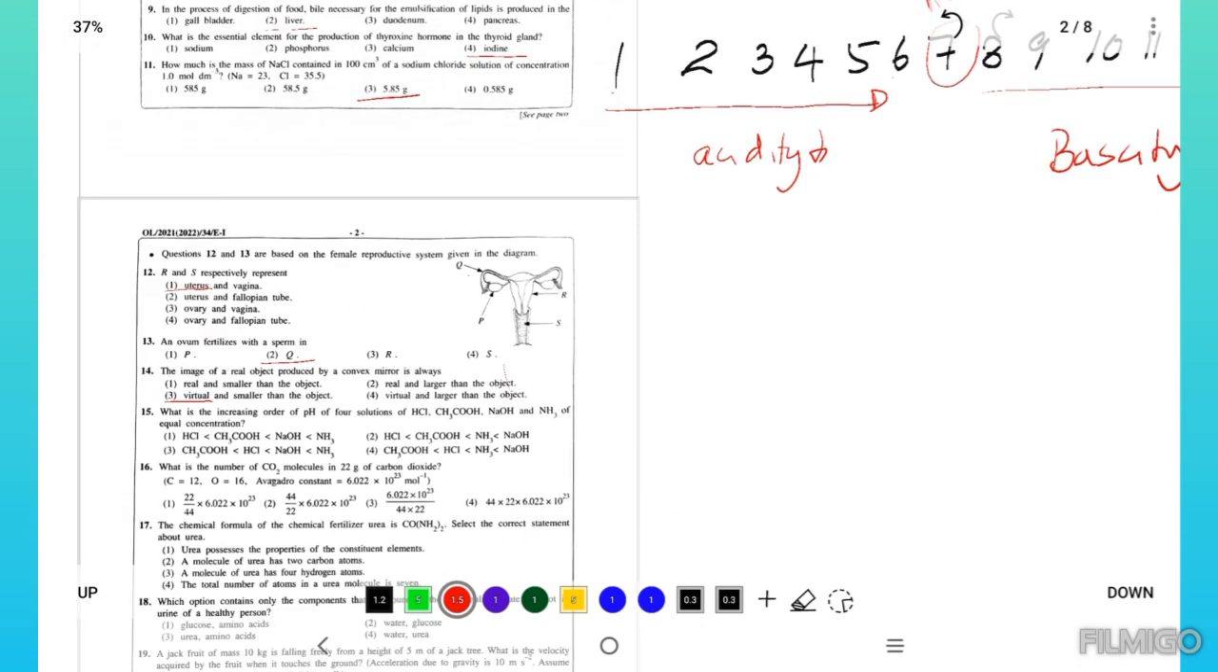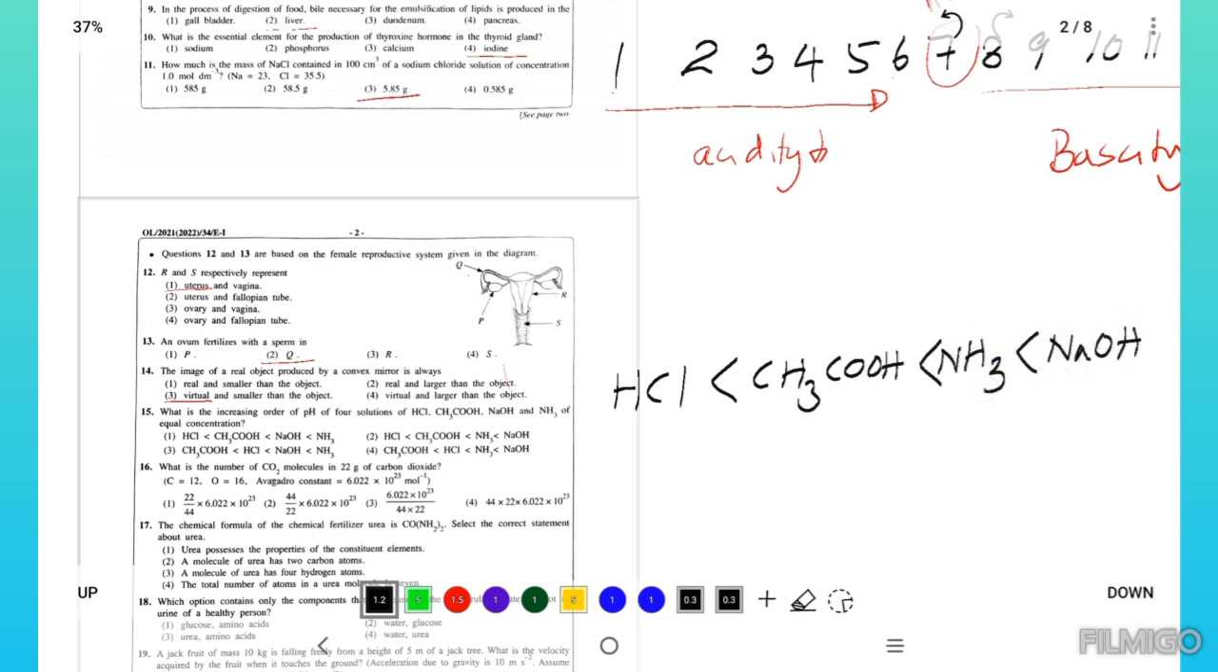So we have to arrange these given 4 solutions in the order of increasing pH. You know HCl and acetic acid are acids. But HCl is a strong acid, so it should have the lowest pH. So HCl, then acetic acid. Then you know both sodium hydroxide and ammonia are bases. But ammonia is a weak base, whereas sodium hydroxide is a strong base, so it should have the highest pH. Therefore, for the 15th question, the answer should be the second answer.